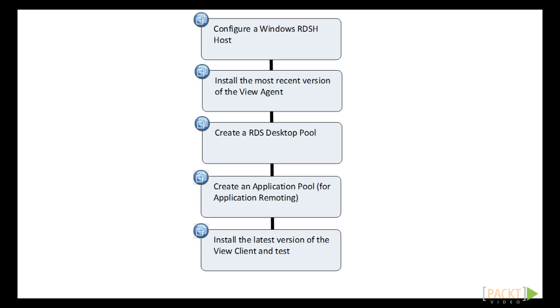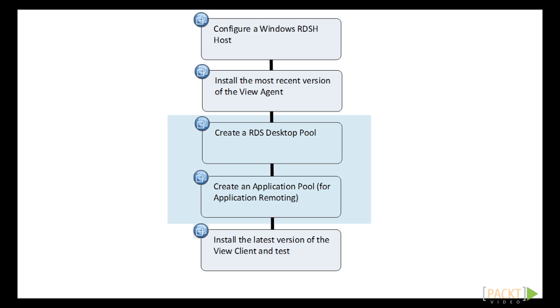Installation is straightforward. However, it is dependent on a number of setup items. To review the setup steps, first, configure a Windows RDSH host. Install the most recent version of the View agent. Create an RDS desktop pool. Create an application pool for application remoting. Install the latest version of the View client and test. The first two steps are done from within Windows. Configure a Windows RDS host using the role manager in Windows Server 2012 R2. Install the most recent version of the View agent, which enables PC over IP to the RDS server.